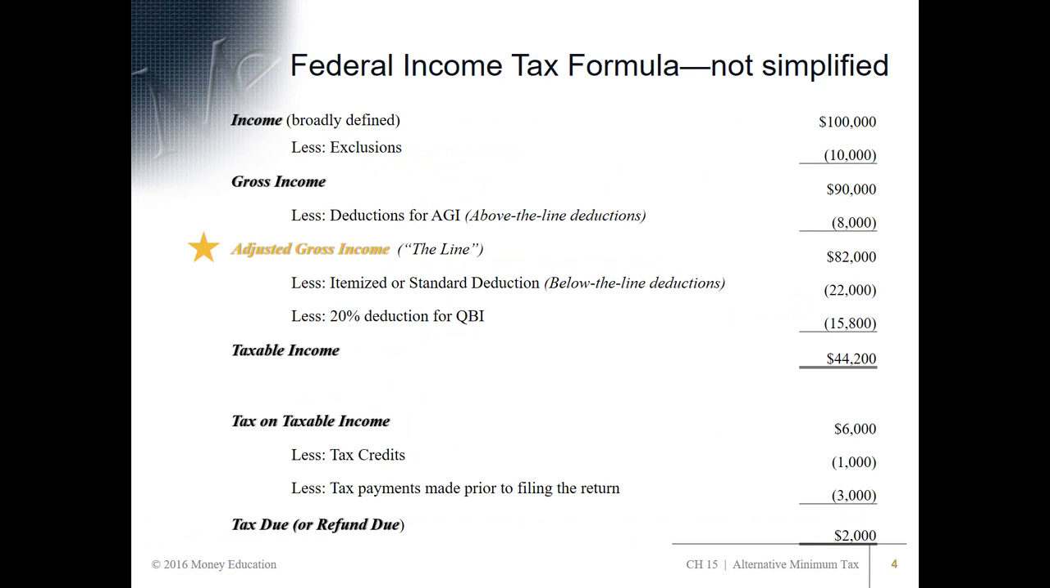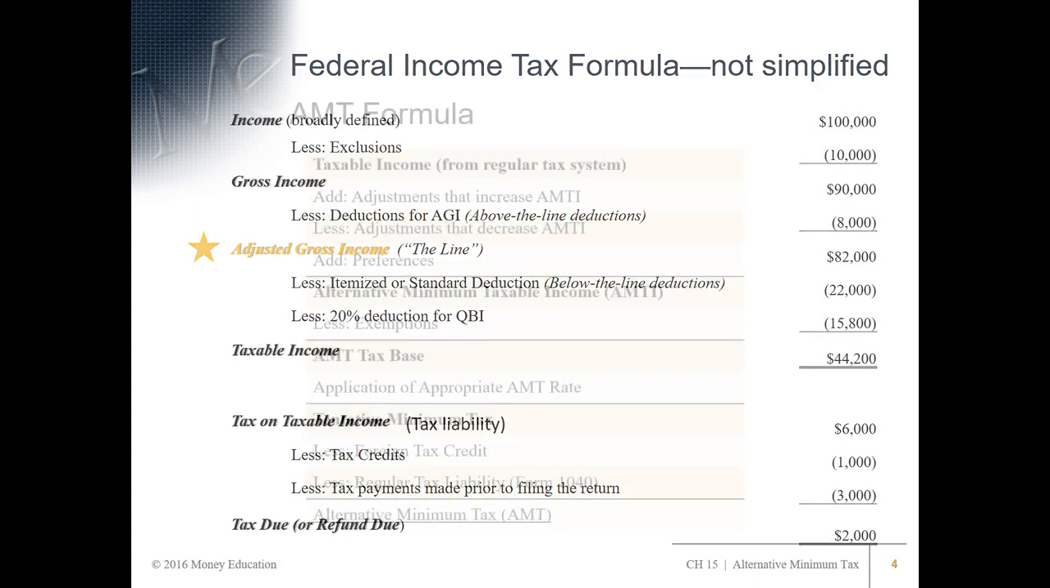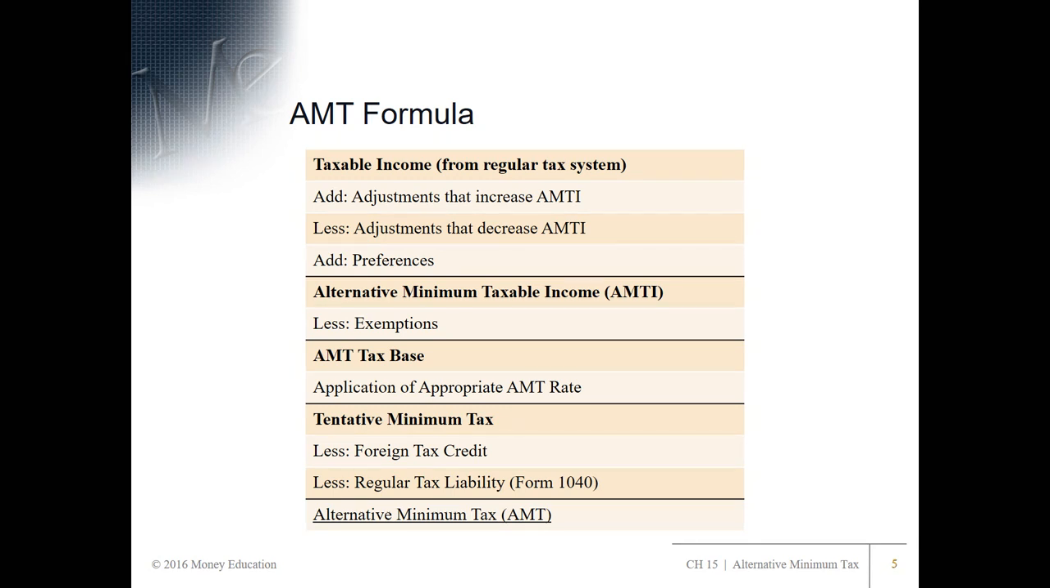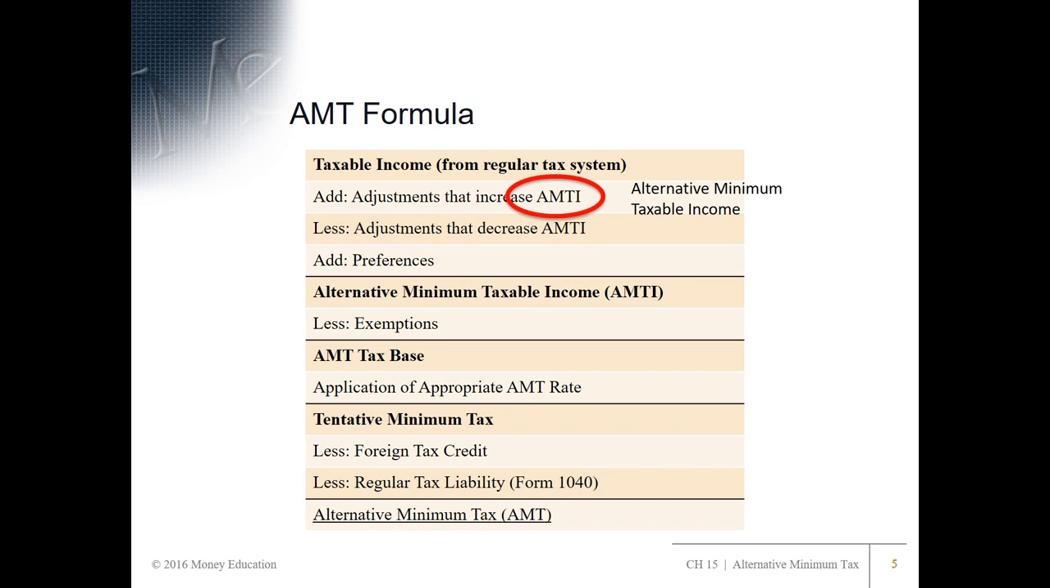Now, we have structured the course around this federal income tax formula. And so here's the formula we've been using for regular tax calculation. Now, the AMT also has its own formula. And so we're going to start with taxable income from the regular tax system, just the laws we've been studying. We're going to add adjustments that increase AMTI. And what is AMTI? It's the alternative minimum taxable income. We're going to subtract adjustments that decrease AMTI, and we're going to add preferences.